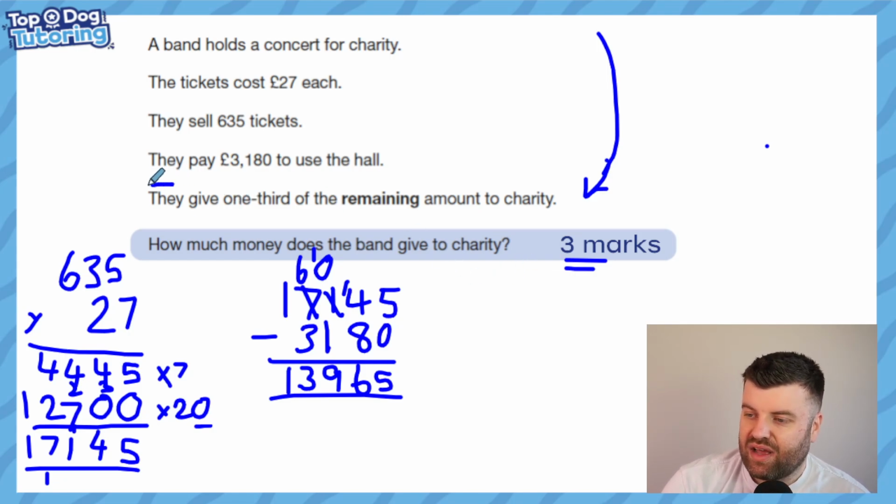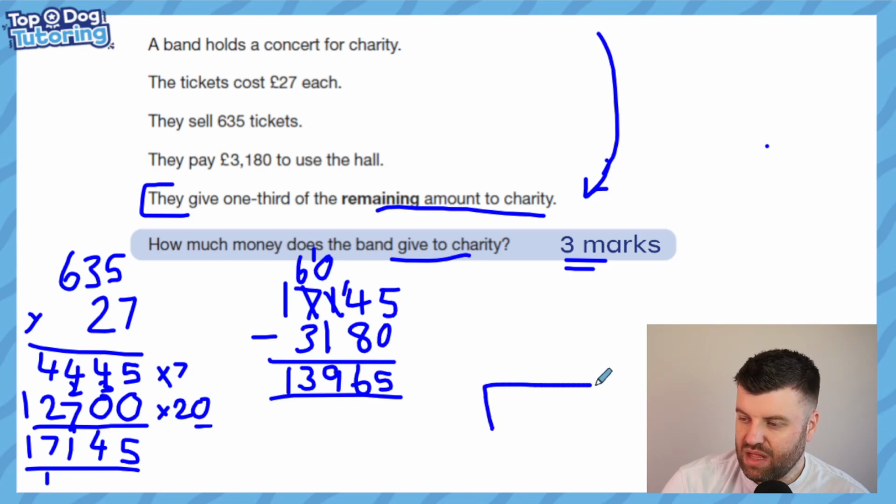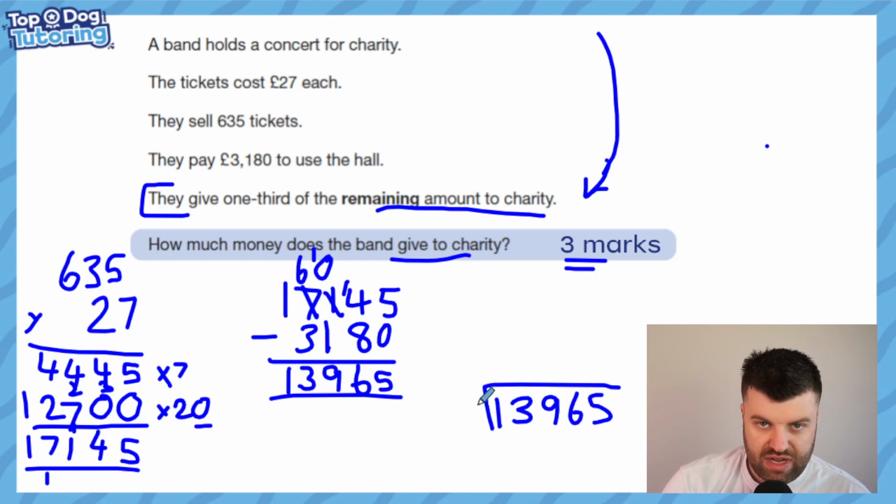The remaining line. They give 1/3 of the remaining amount to charity. And I want to know how much that is. So I need to work out now 1/3 of this amount. Luckily for me, I know how to work out 1/3 because I'm going to divide by 3. It needs to be split into 3 equal parts. Let's do it right now.